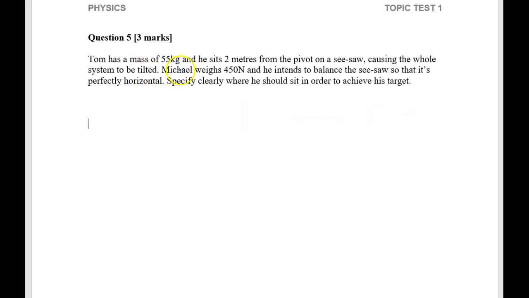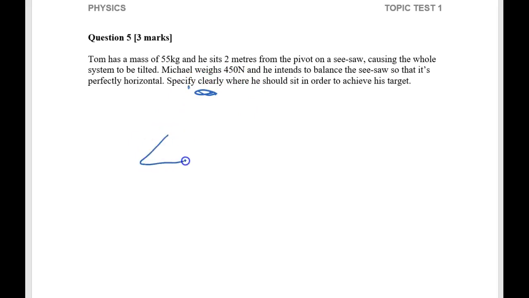Next, Tom has a mass of 55 kg and he sits 2 meters from the pivot on the seesaw, causing the whole system to be tilted. And Michael, who weighs 450 Newton, intends to balance the seesaw so that it's perfectly horizontal. Specify clearly where he should sit in order to achieve his target.